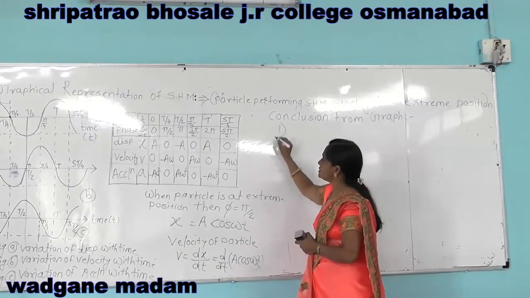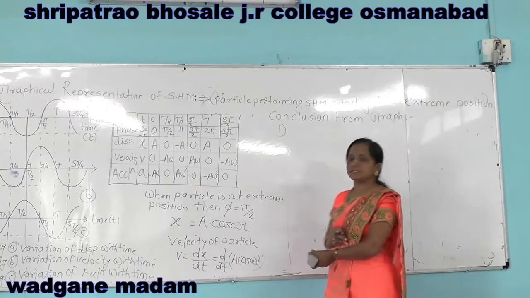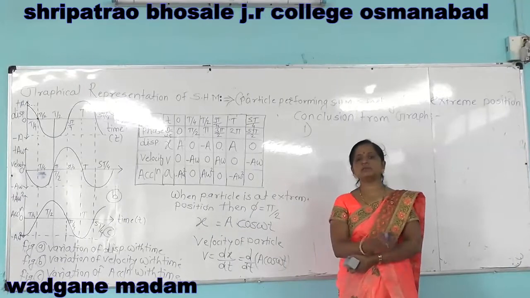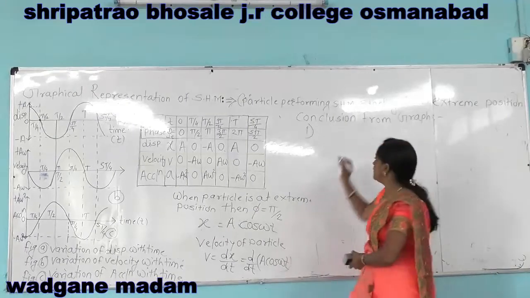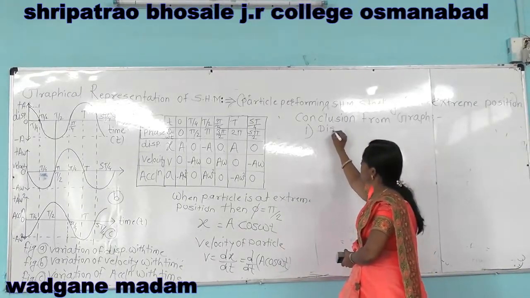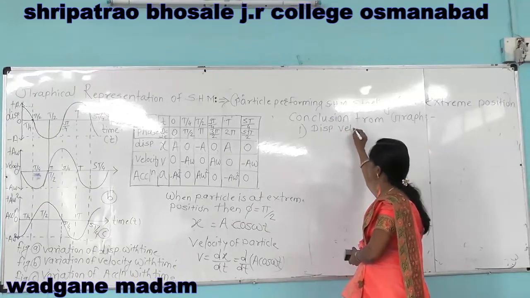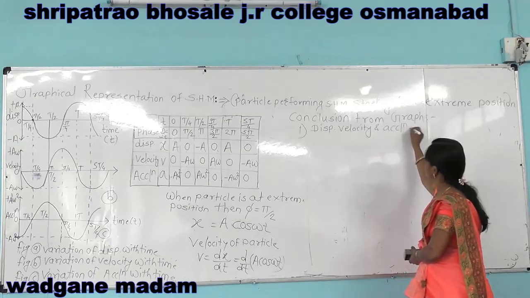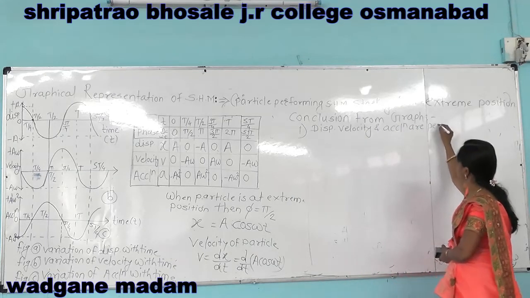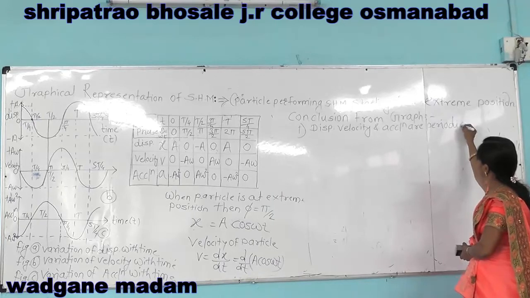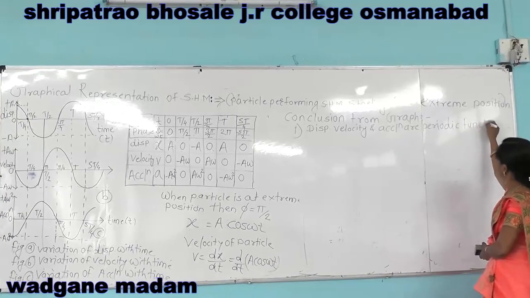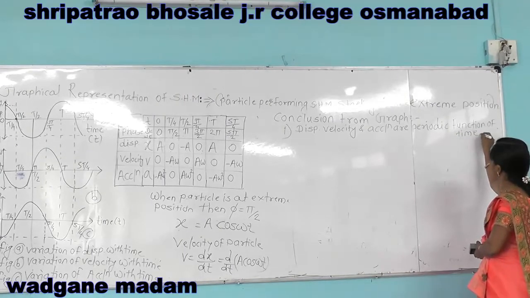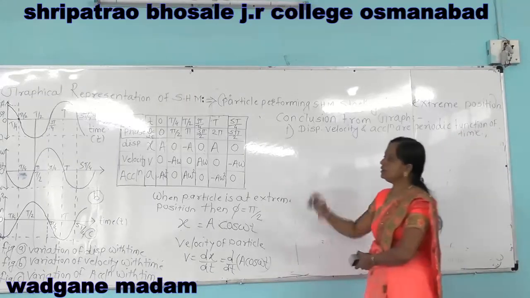The first conclusion is that displacement, velocity and acceleration are periodic functions of time. It means they vary with time. This is the first conclusion from the graph.